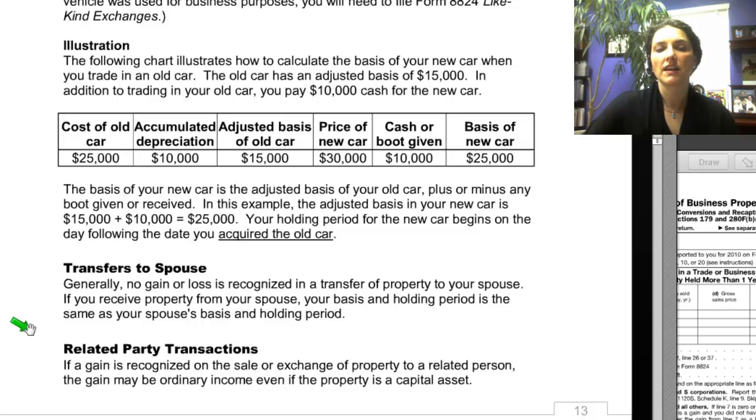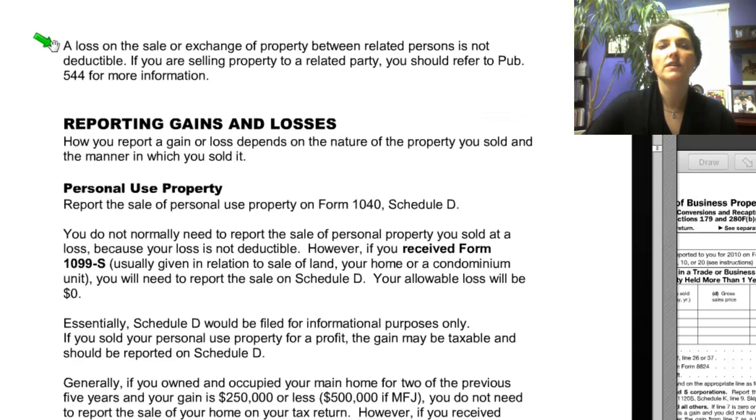If a gain is recognized on the sale or exchange of property to a related person, the gain may be ordinary income even if the property is a capital asset. A loss on the sale or exchange of property between related persons is not deductible. If you are selling property to a related party, you should refer to Publication 544 for more information.